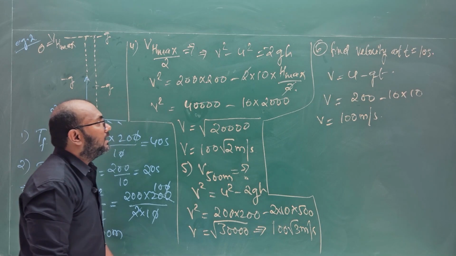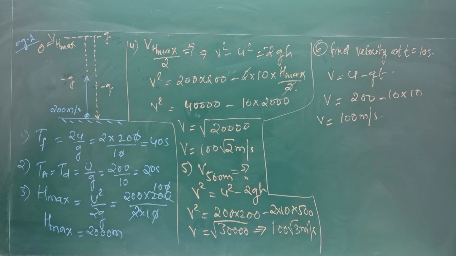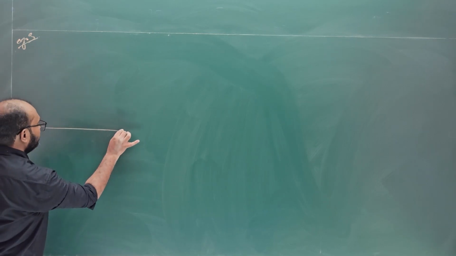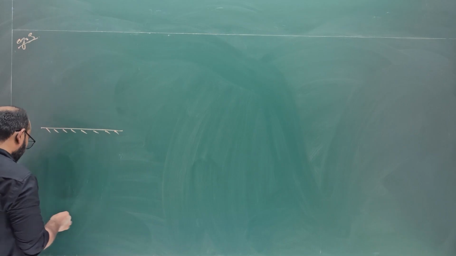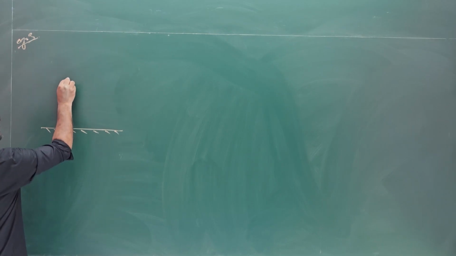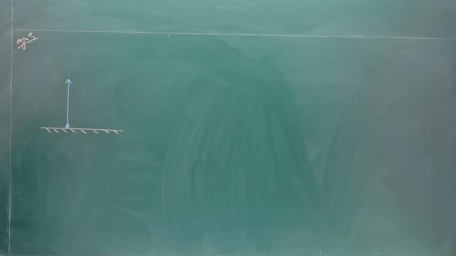Anything else you want me to calculate? Okay, write it down. Example number 3. Let us try to understand in a different way and at a different level. Consider an object is being thrown. We don't know the initial velocity. Neither is it given.